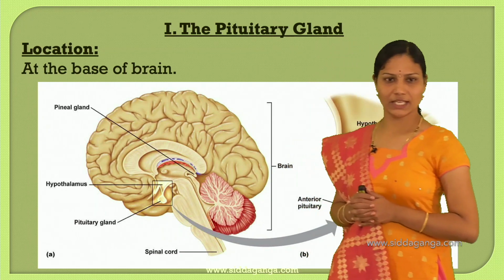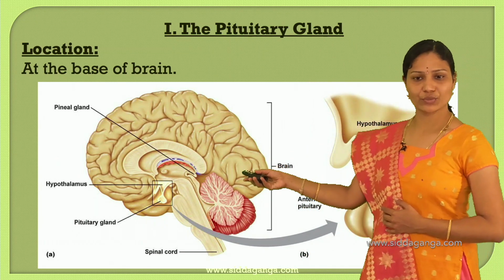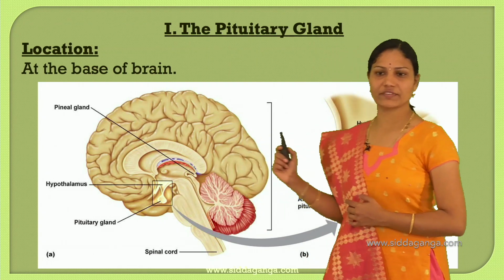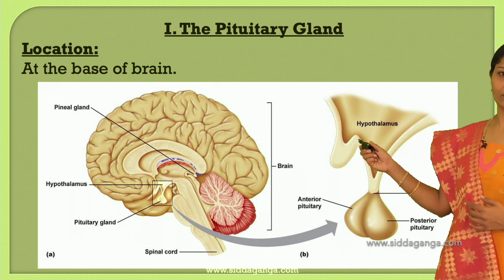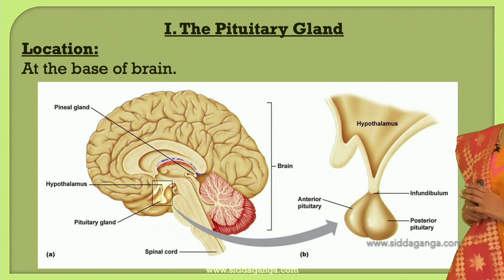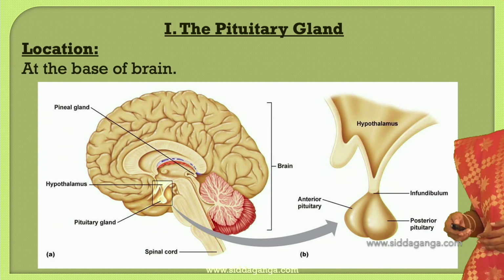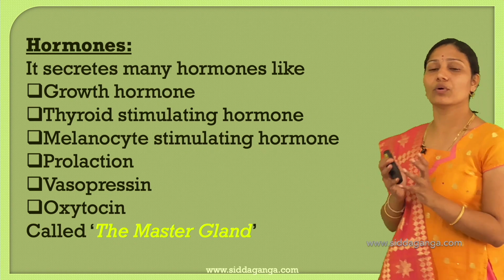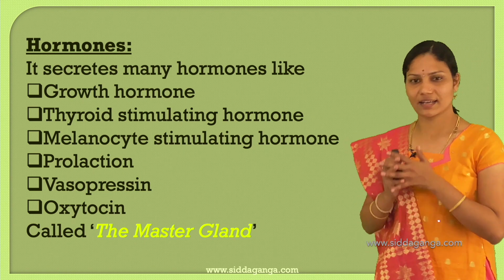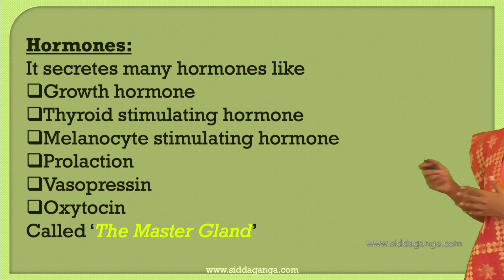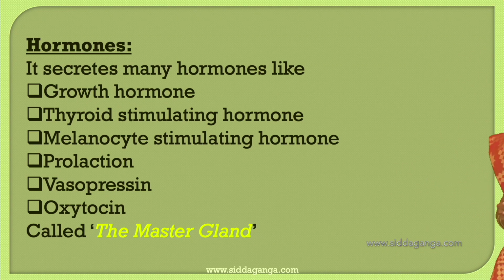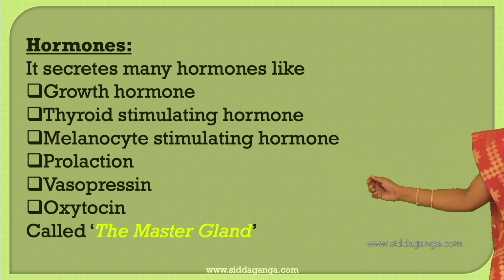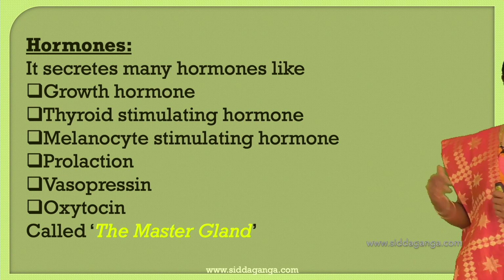Let's understand the pituitary. It is located at the base of the brain. So this is the base of the brain, and the enlarged picture is given here. This is the pituitary located at the base of the brain. The hormones secreted by the pituitary: I told you 9 hormones are secreted by the pituitary, and these are the major among them: the growth hormone, thyroid stimulating hormone, melanocyte stimulating hormone, prolactin, vasopressin, oxytocin and many more.